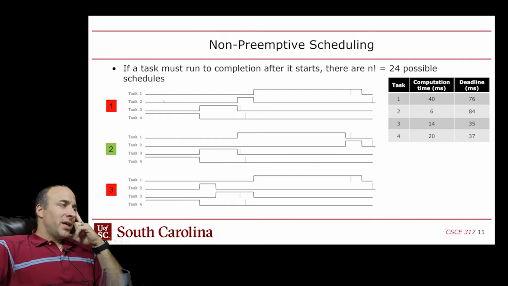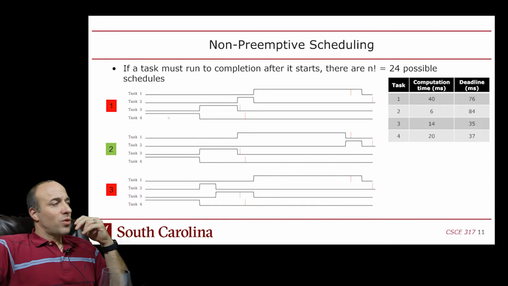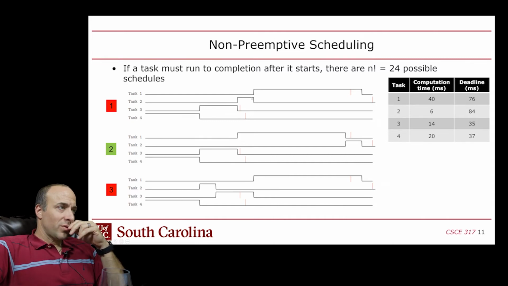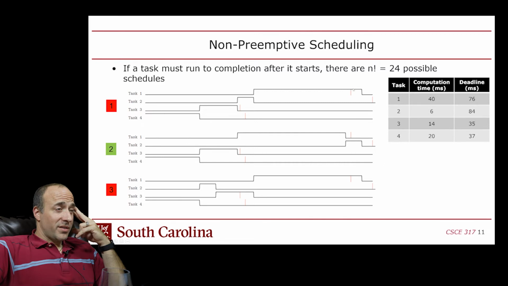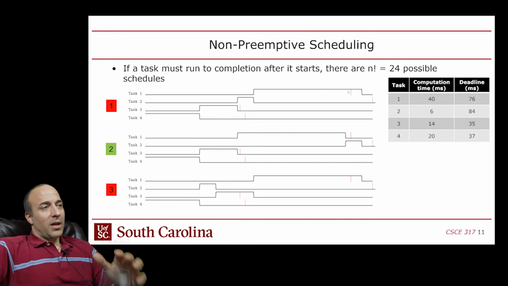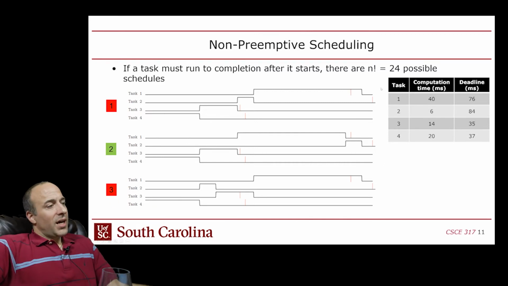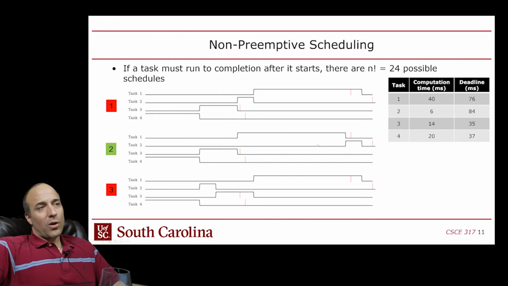And so you can see in this first case, I ran task 4 first, then task 3, then task 2, then task 1. And you can see that task 4 made its deadline, as did task 3 and task 2, but task 1 missed its deadline because it was still running past its red mark. And that ends up being the case, I think, for all 24 cases except for 2 or 3.